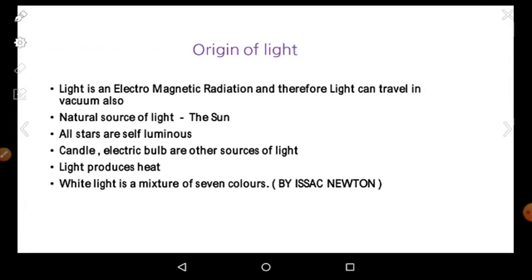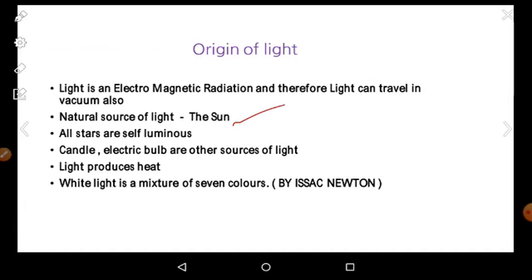An object or a body which emits light is known as a source of light. Naturally, all the stars, including the sun, emit light themselves. The reason is continuous nuclear reactions occurring in the stars, including the sun, release a huge amount of energy which consists of brightness and high intensity, which is known as light. This light can travel through vacuum with a high speed. Therefore, all the stars are self-luminous.